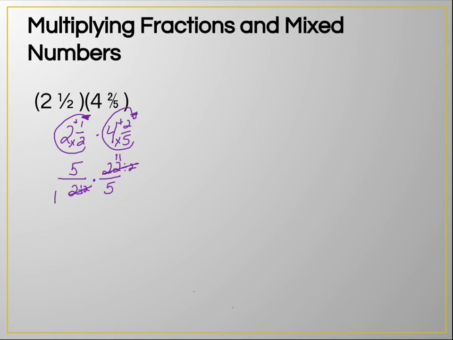Now what about 5 and 5? What can they both be divided by? Well, that's 5. I'm going to divide them both by 5. 5 divided by 5 is 1. 5 divided by 5 is 1. So now let me rewrite my problem. It's 1 over 1 times 11 over 1. And then I'm going to multiply across. 1 times 11 is 11. 1 times 1 is 1. 11 over 1 simplifies to 11.